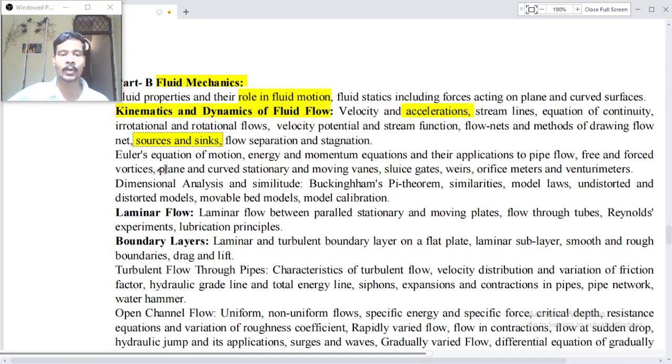plane and curved stationary and moving vanes, sluice gates, weirs, orifices, meters, and venturimeters, dimensional analysis and similitude, Buckingham's pi theorem, similarity modulus, undistorted and distorted models, movable bed models, and model calibration. Laminar flow between stationary and moving plates, flow through tubes, Reynolds experiments, lubrication principles, boundary layers, laminar and turbulent boundary layers on a flat plate, laminar sublayers, smooth and rough boundaries, drag and lift.